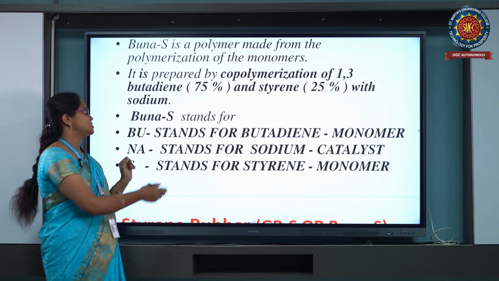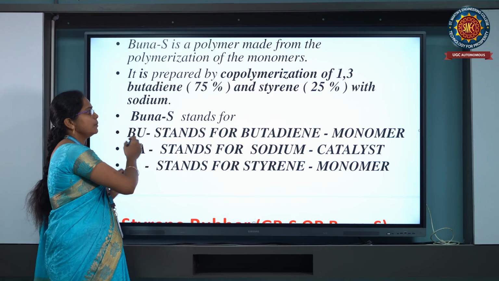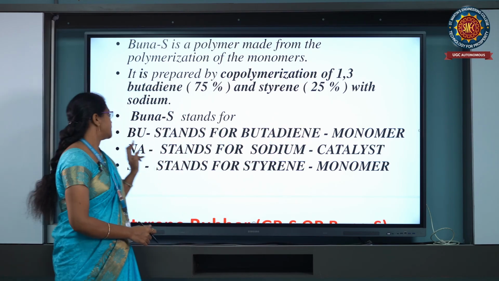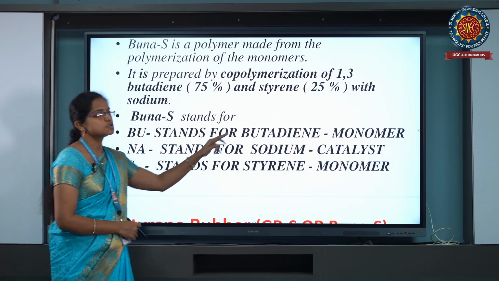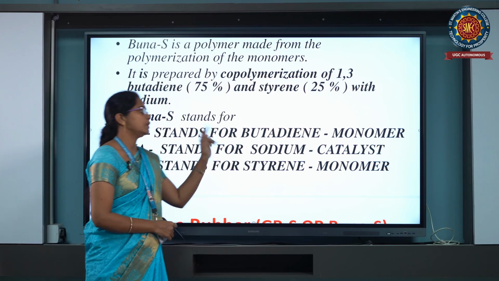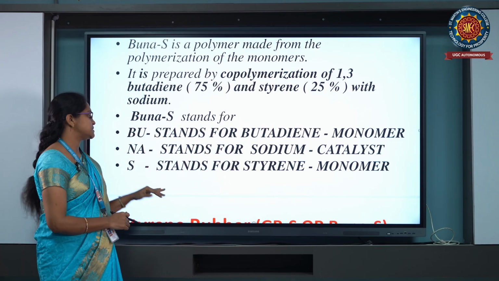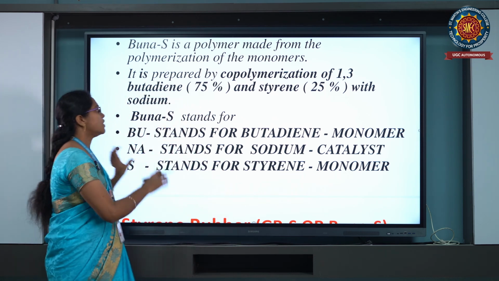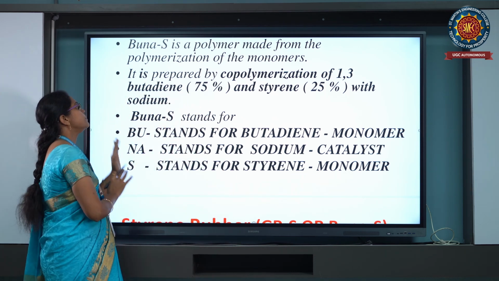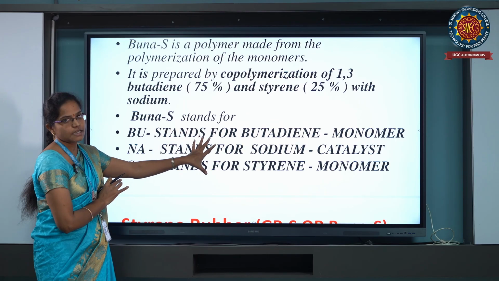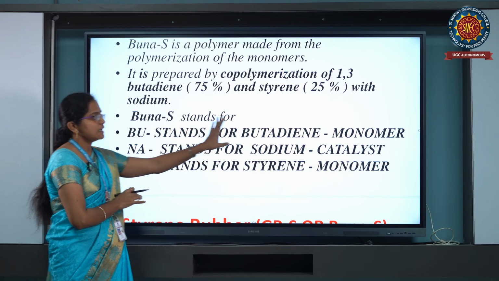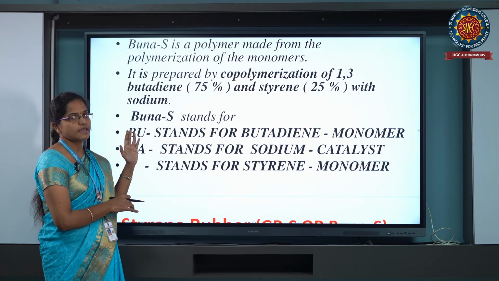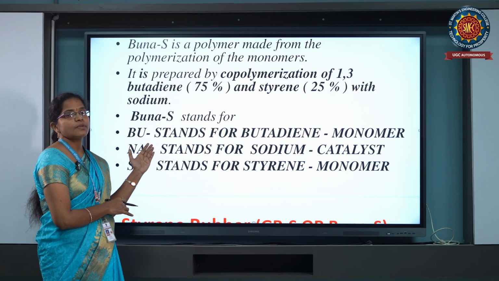Buna means, first of all, derive the Buna S. Bu stands for butadiene, that is the monomer. Na stands for sodium, that is the catalyst. S stands for styrene, that is the monomer. You have to remember that in Buna S, these monomers and the catalyst are present in the Buna S structure. This Buna S is the polymer. Polymer means monomers.